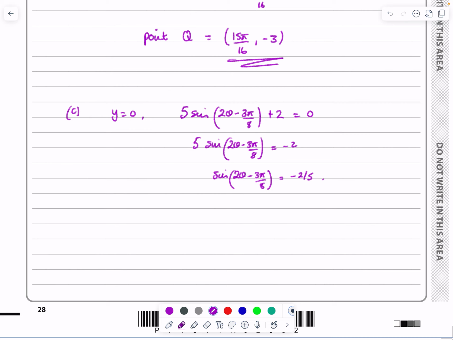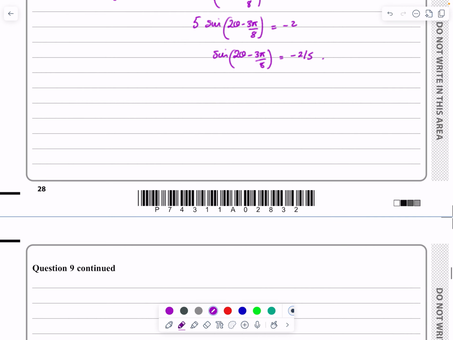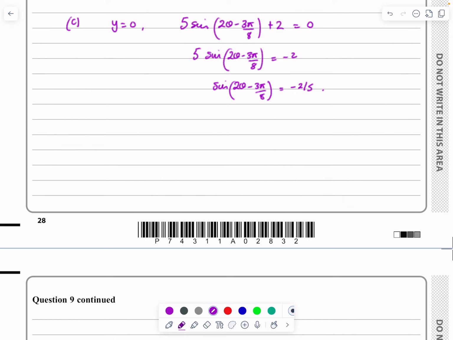So I want to solve this equation and then find the fourth positive value for theta once I have solved this equation. Well, the way that I do this, I always do these, is I say, okay, let me find the acute angle first of all, that gives me sine alpha equals 2/5.